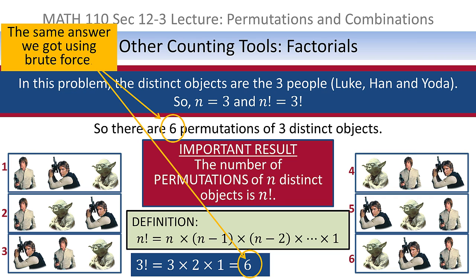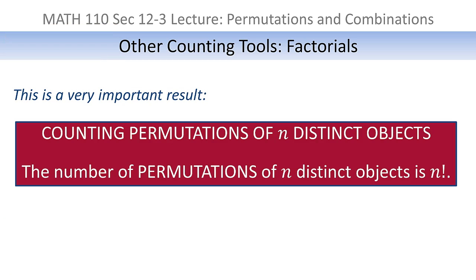These are permutations of distinct objects. Now this is a very important result, so I want to make sure that you've got it. You simply calculate n factorial. I can't emphasize how important this result's going to be.